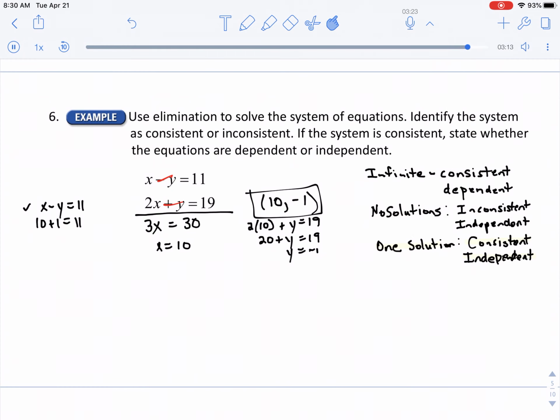Now let's talk about whether it's dependent, independent, or which one it is. And since it has one solution, then this system is consistent and independent.